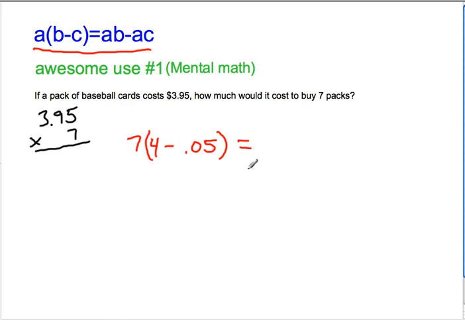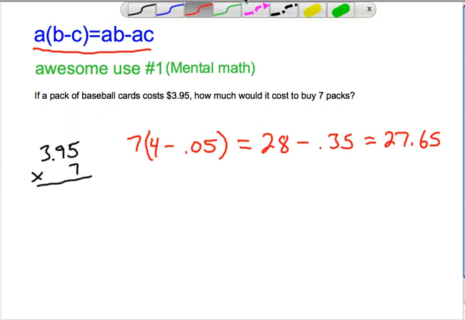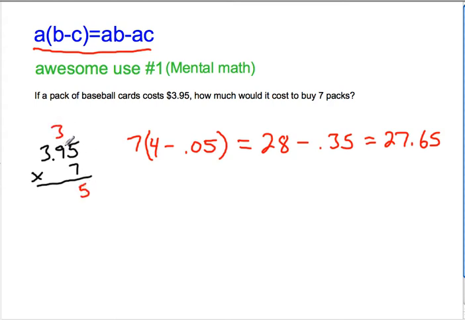So using the distributive property, we know that 7 times 4 is 28. And we also know that 7 nickels would be 35 cents. And so $28 minus 35 cents would be $27.65. And let's double check it over here. Let's see if that is in fact the case. So 7 times 5 is 35. 9 times 7 is 63, plus 3 is 66. And then we have 21 plus 6, which is 27.